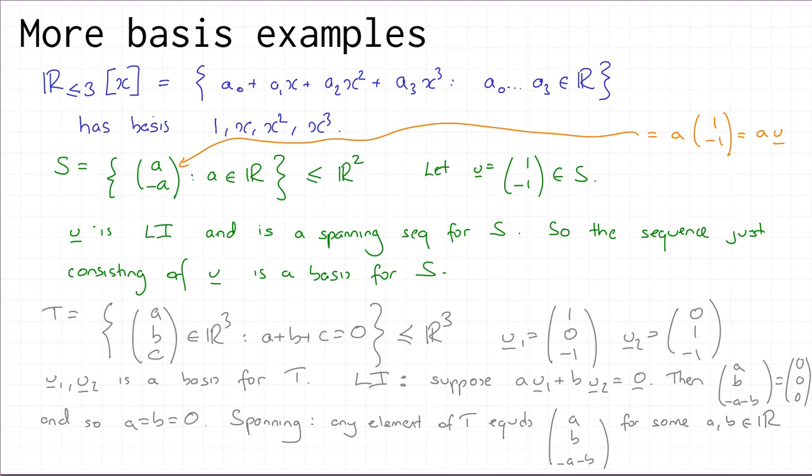Okay, but that is visibly a linear combination of u1 and u2. That is a times u1 plus b times u2. So every element of T can be written as a linear combination of u1 and u2. That means u1 and u2 is a spanning sequence for T. So u1 and u2 are linearly independent, they form a spanning sequence, so they're a basis for T.